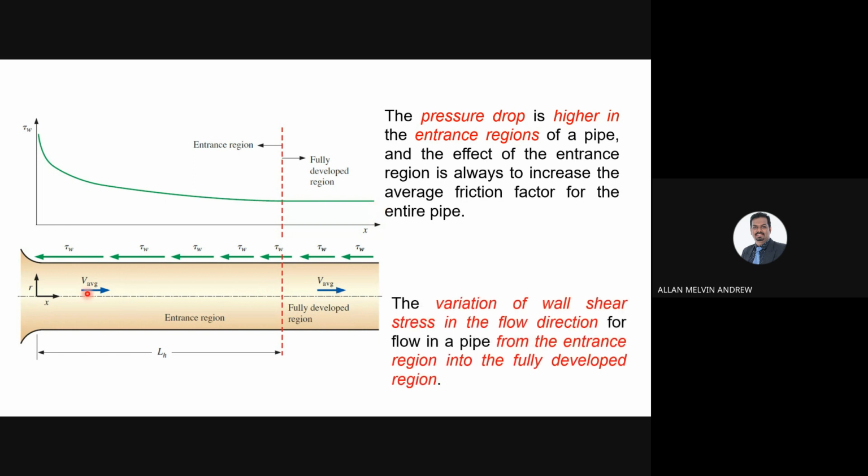Okay, so here we can see at this point the shear stress will be higher, but pressure also higher. So as it goes inside, it will become more linear. So the variation of wall shear stress in the flow direction for the flow in the pipe from the entrance region into the fully developed region. So after the fully developed region, the tau or the shear stress will be the same.